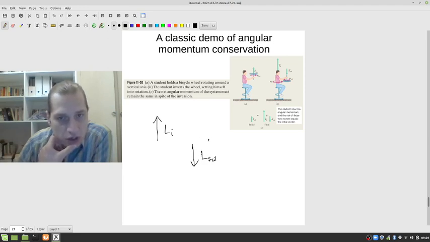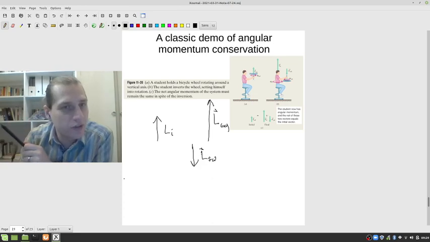And so what you need is the L of the guy. His angular momentum has to be big in this direction. So essentially what happens is that he will start spinning on the wheel in the same direction as the wheel was originally turning, because the sum of this plus this as a vector sum has to be the same as your initial angular momentum.